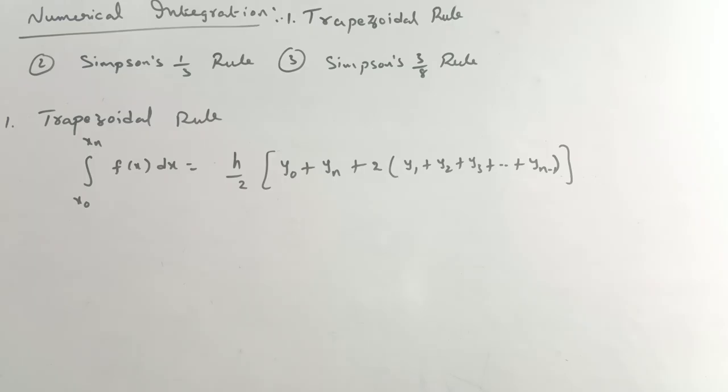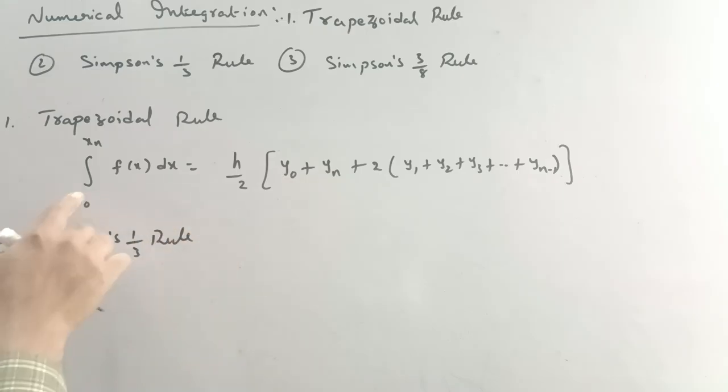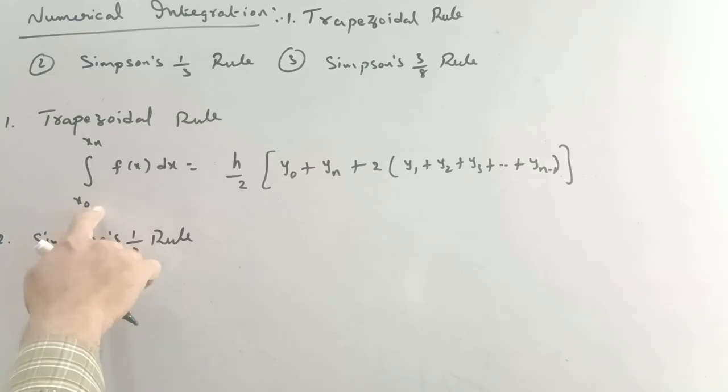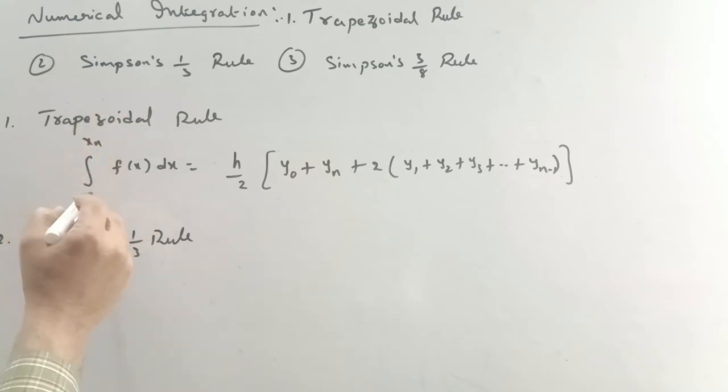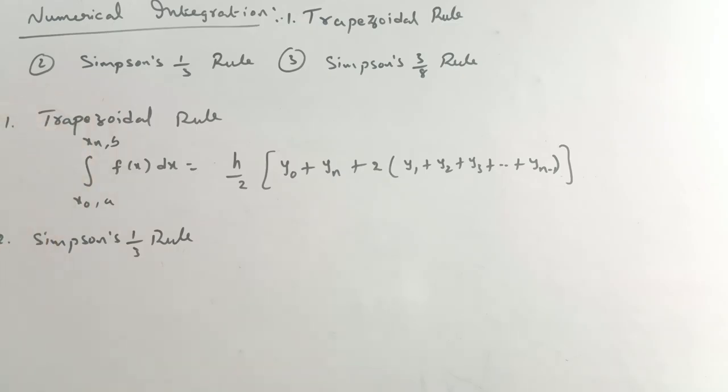Then coming to Simpson's 1/3 rule. In some textbooks the limits will be a to b, and in some textbooks it will be x0 to xn. Don't worry, you can take a to b or x0 to xn, you can take any one. Then coming to the next one.